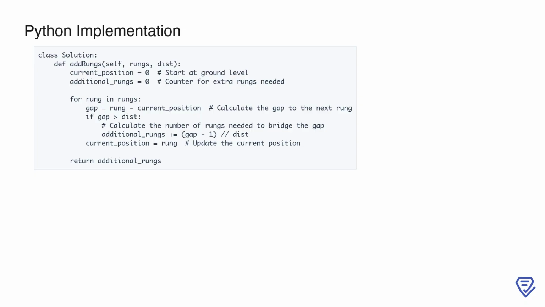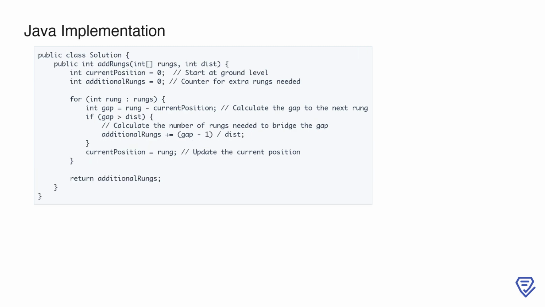For the output result, at the end of the loop, we return additional_rungs, which contains the total number of extra rungs required. The algorithm efficiently handles the problem in O(n) time, where n is the number of rungs, ensuring scalability for large inputs. It also accounts for edge cases, such as when no extra rungs are needed or when gaps vary widely between rungs.